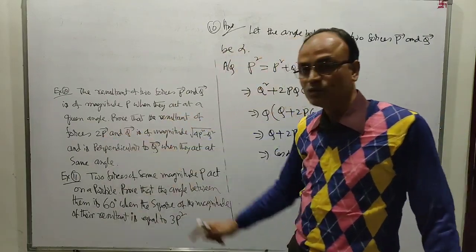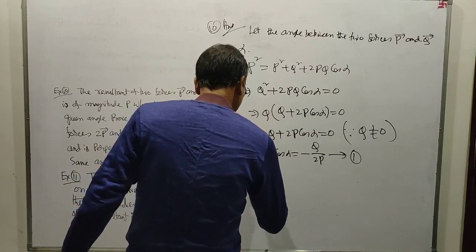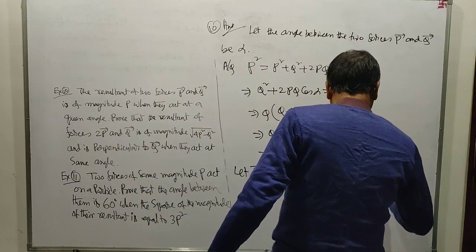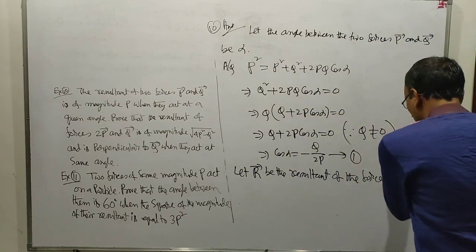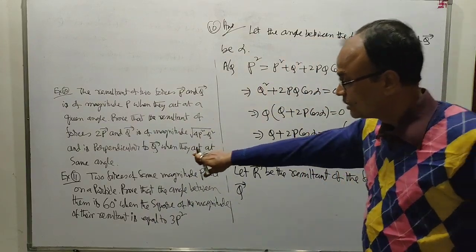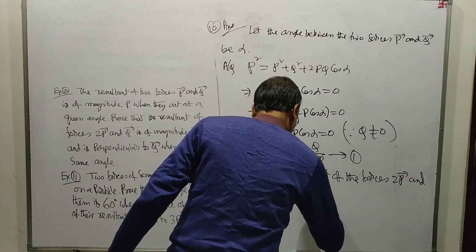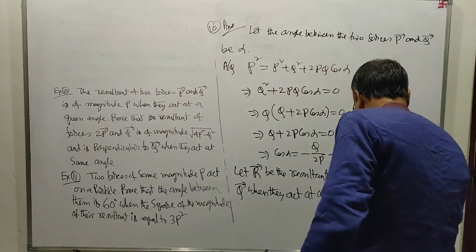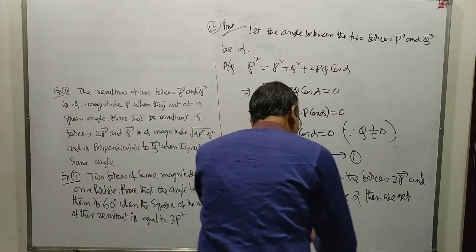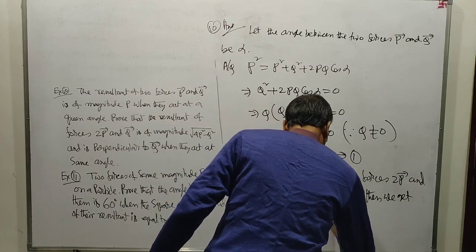the resultant of forces twice P and Q, when they act at the same angle. Let R be the resultant of the forces twice P and Q, when they act at an angle alpha. Then we get R square equal to the magnitude of the resultant: twice P whole square plus Q square plus 2 into twice P into Q into cos alpha.